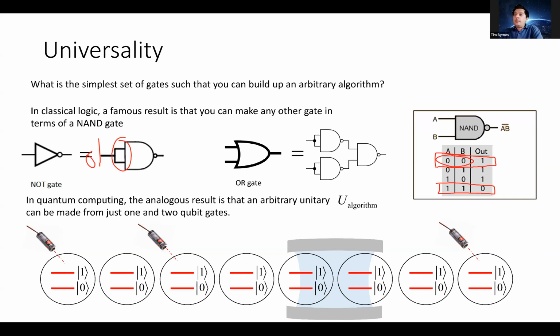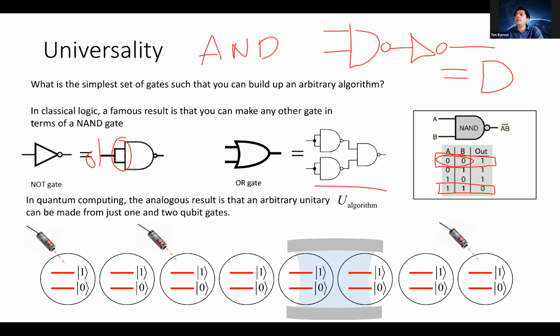You can also make an OR gate like this. I'm not going to go through the working, but somehow you can construct an OR gate. It's pretty obvious you can make an AND gate as well, because you can make a NAND gate like this, and a NAND is a NOT of an AND, so two NOTs in a row just get you back the original thing. So this is actually the same thing as a regular AND gate.